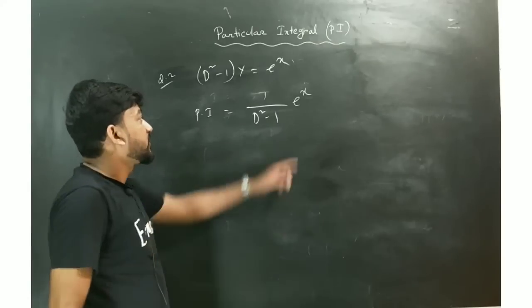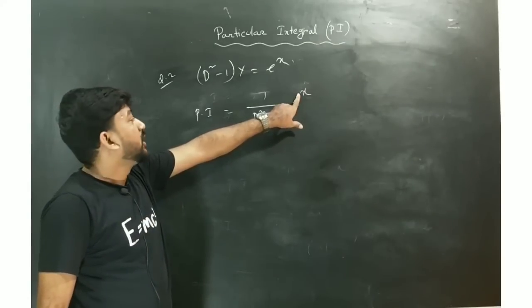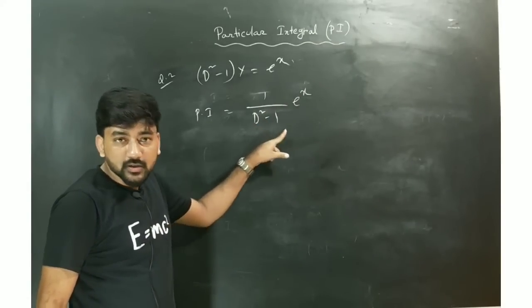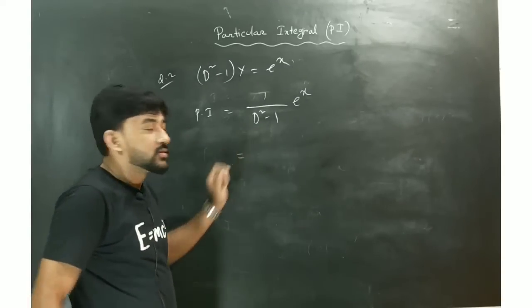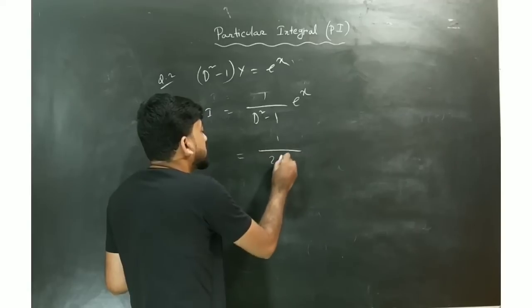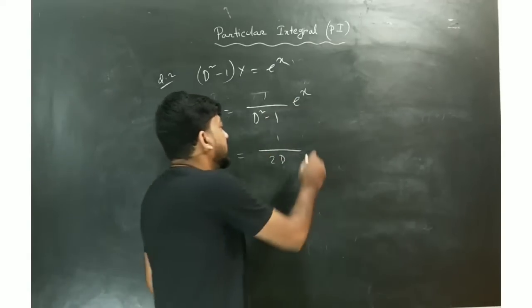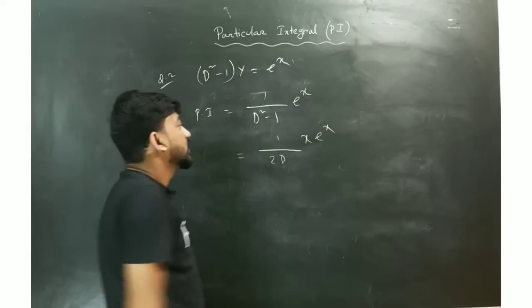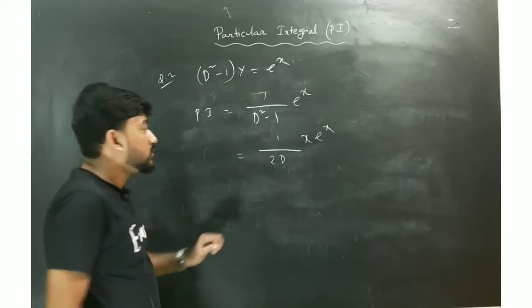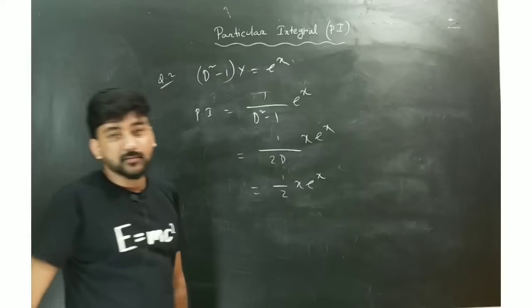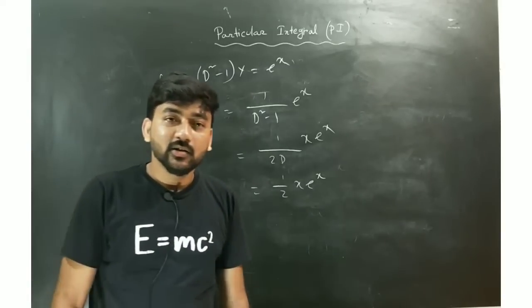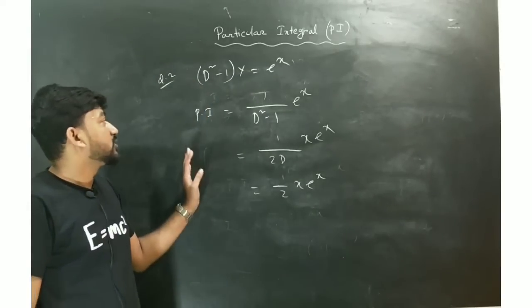Now you can see here a is equal to 1, and if you put 1 here, then it will be 1 minus 1, that is 0. So what you have to do is take the differentiation of this. The differentiation of d square is 2d, and you have to write here x e to the power x. Now if you put d is equal to 1, what you will get is 1 upon 2, x e to the power x. So this is your answer. So this will be your particular integral. Okay. So this is how you can solve these kinds of problems.